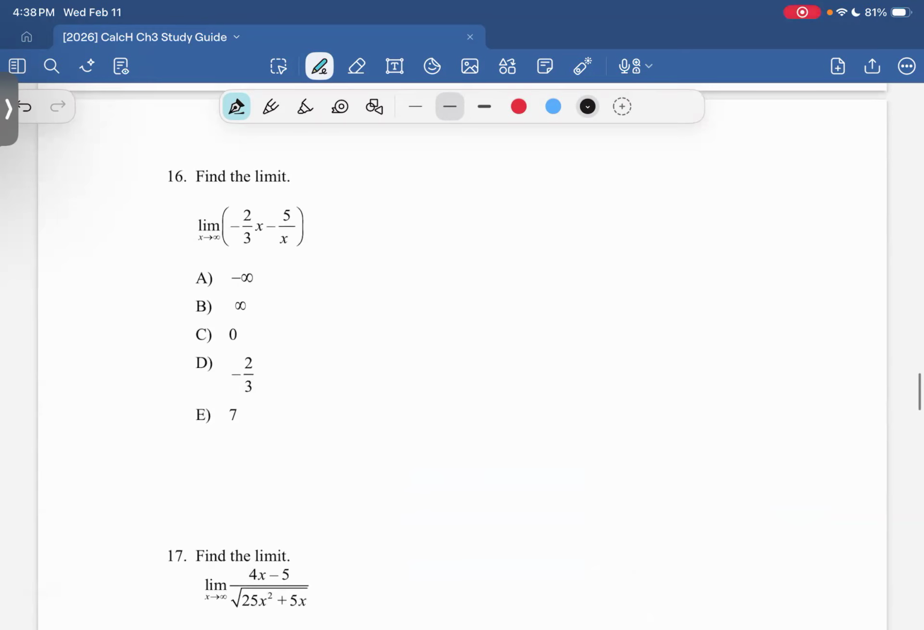Question 16, find the limit. Okay. Well, you can just think about it, right? As x goes to infinity, this is going to become a really big negative number, and this is going to approach 0. And so we're going to have negative infinity.